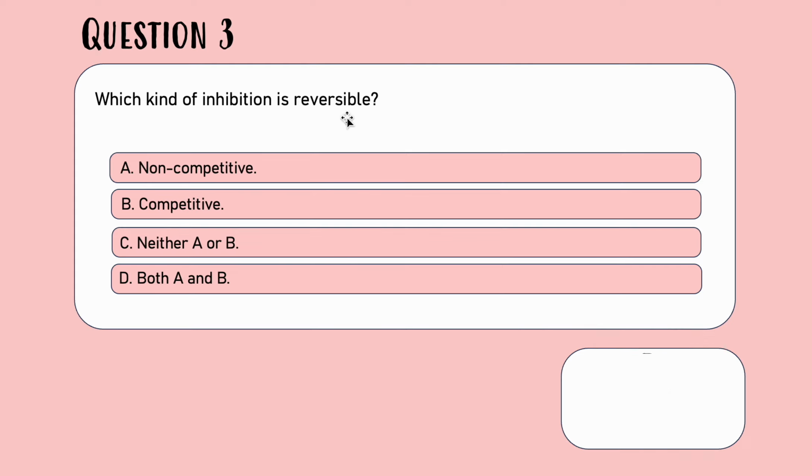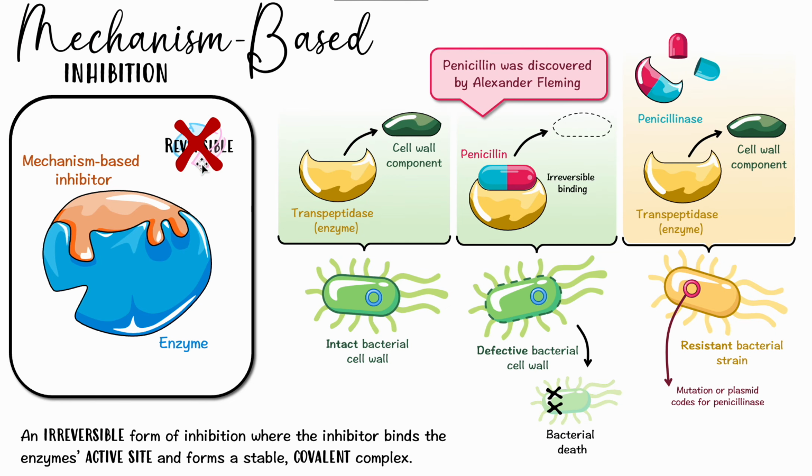What kind of inhibition is reversible? That's why I emphasized it so much. Remember, both non-competitive and competitive inhibition were reversible. So the answer is both A and B. Which one is not reversible? Remember, mechanism-based inhibition. This one was non-reversible. Okay, that's important. So that's it for this video.